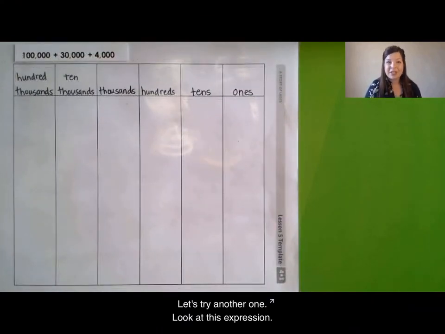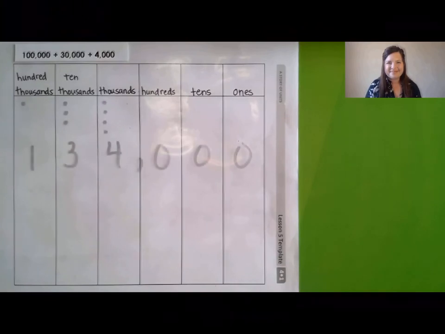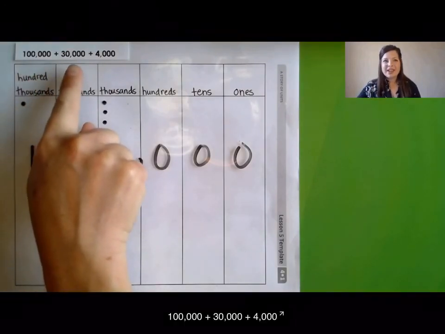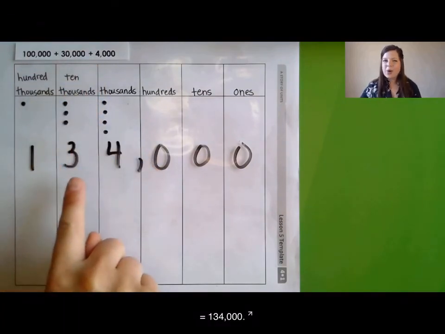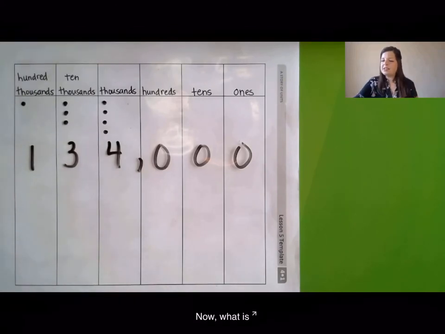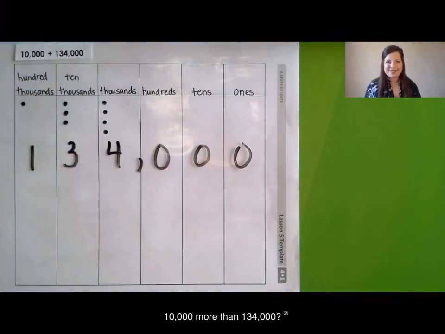Let's try another one. Look at this expression. Read it out loud. 100,000 plus 30,000 plus 4,000. Pause the video and use discs and digits to model the sum. So what's the sum? 100,000 plus 30,000 plus 4,000 equals 134,000. Now, what is 10,000 more than 134,000?